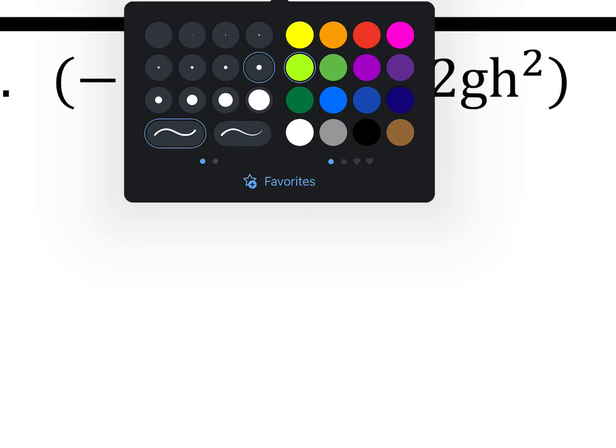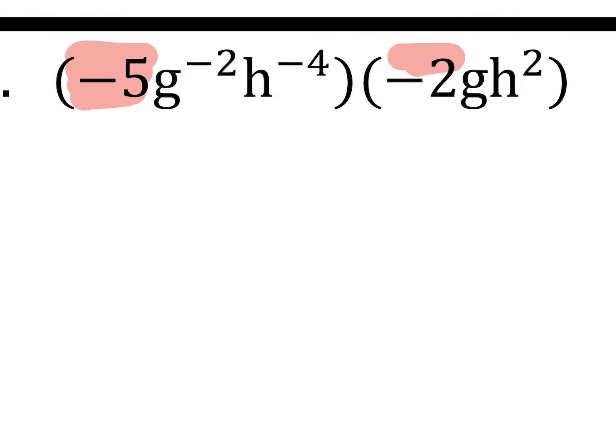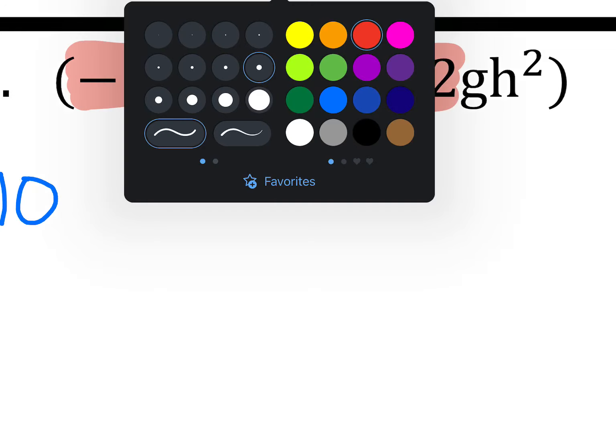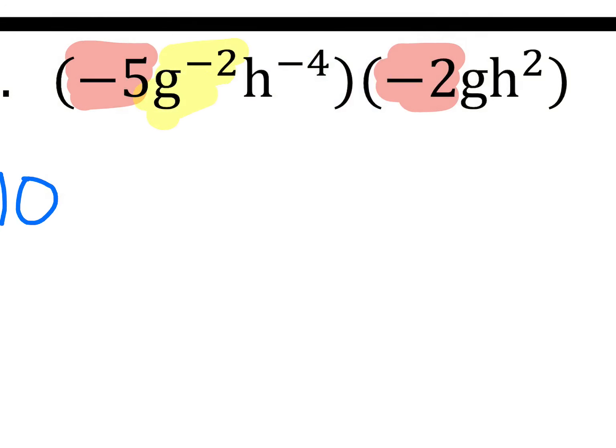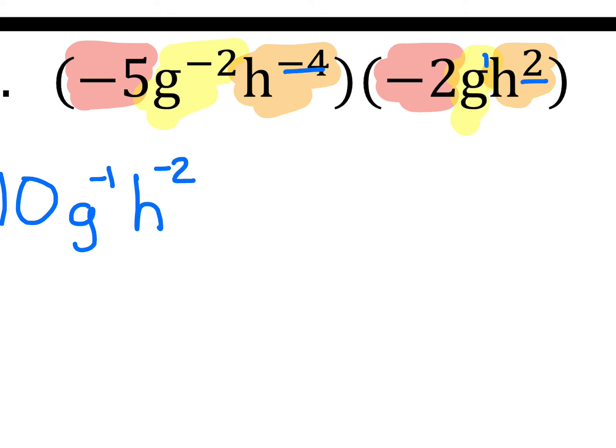Okay, here we go again. We've got our coefficients. Negative 5 times negative 2 gives us a positive 10. G to the negative second times g. Keep the base of g, and negative 2 plus 1 is a negative 1. Oops, wrong pencil. H to the negative fourth times h to the second. We're going to keep the base of h and add our exponents. Negative 4 plus 2 is negative 2.